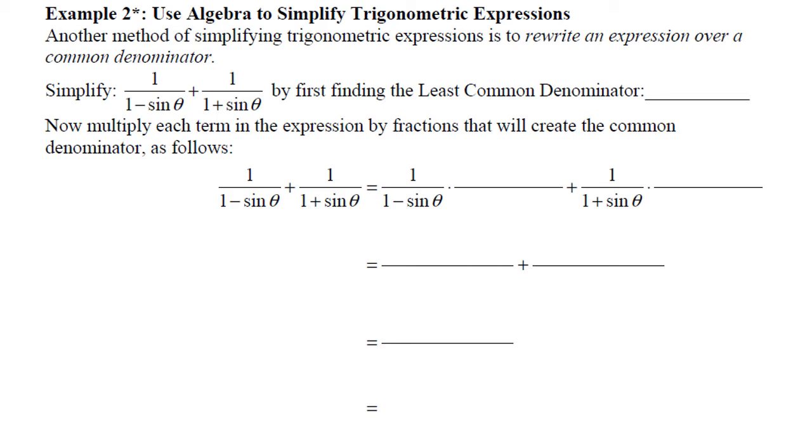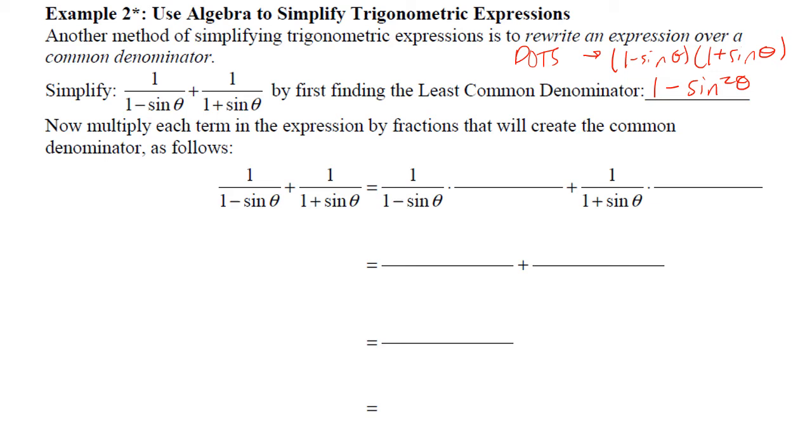And by first finding the LCD, our least common denominator here would be simply multiplying the two denominators together. So we have 1 minus sine theta times 1 plus sine theta. And remember how we talked about difference of two squares? Well, this is difference of two squares factored. So our LCD is actually 1 minus sine squared theta. So that's what our one denominator ultimately is going to be, right?